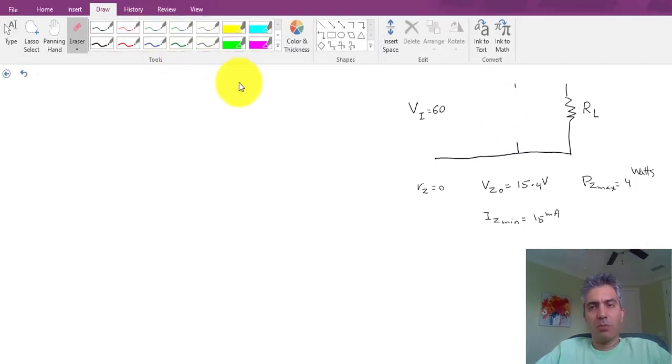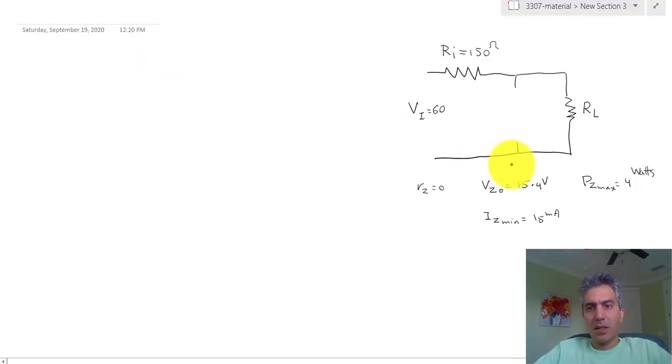Now the complete model would have been a voltage source in series with the resistance Rz, but the problem is making it easier on us, and assumes that the resistance value Rz that we would have put here is 0, so we just turn it into a short circuit, and therefore we have a 15.4 volt source right there. Keep in mind, again, the condition for this to happen is that there has to be at least a current equal to 15 milliamp passing through this node right here. Okay, so with that we're going to start our analysis.